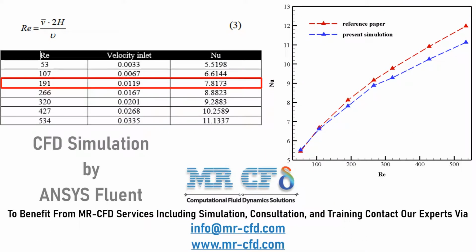And finally, in this slide, we have extracted our CFD simulation results and compared them with the paper's result. It should only be mentioned that in this project, we only extracted the Nusselt number for the case of Reynolds number equal to 191. In order to calculate the Nusselt number for other Reynolds numbers, you just have to change the velocity in the inlet boundary settings, and then following the same steps you can extract the Nusselt number yourself.